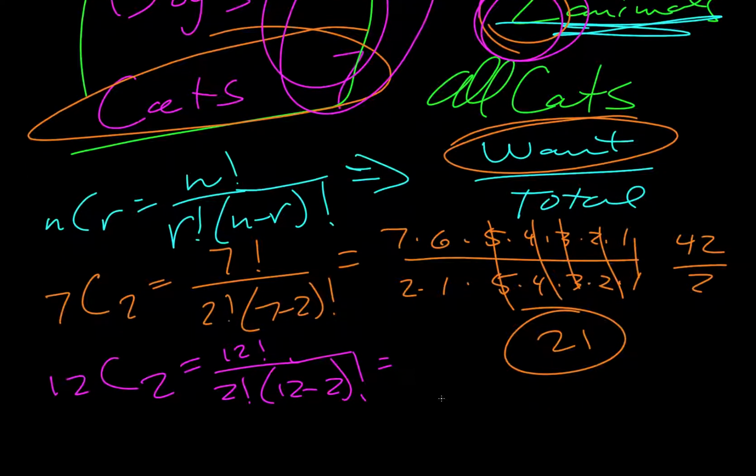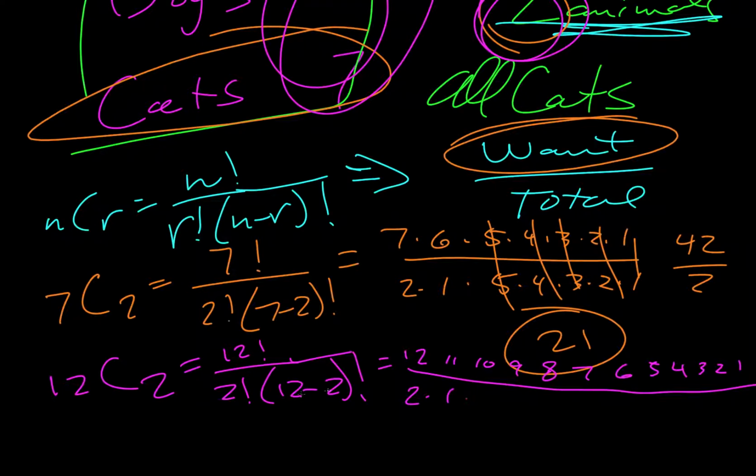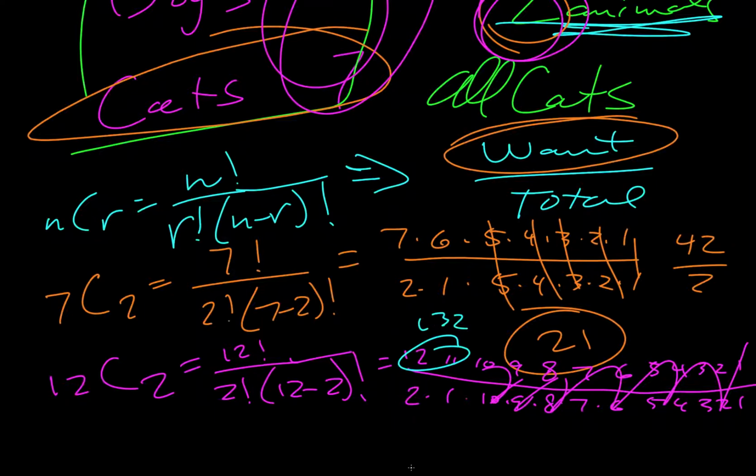Alright, this is going to be a long one. So 12, 11, 10, 9, 8, 7, 6, 5, 4, 3, 2, 1, all over 2 times 1. 12 minus 2 is 10. So 10, 9, 8, 7, 6, 5, 4, 3, 2, 1. All that cancels. And then this is going to be 132 over 2.